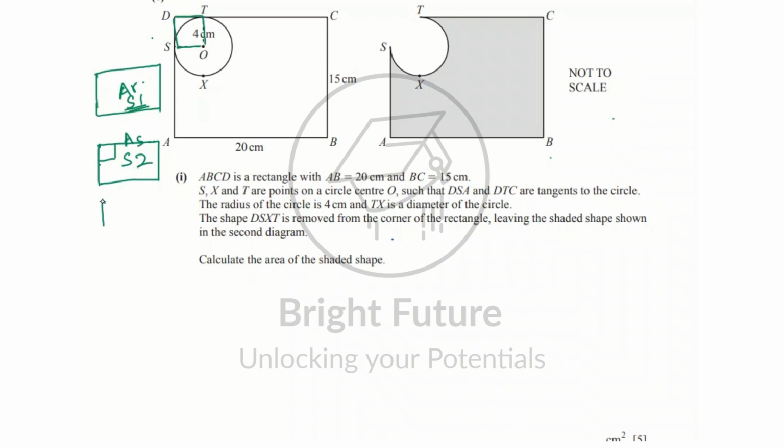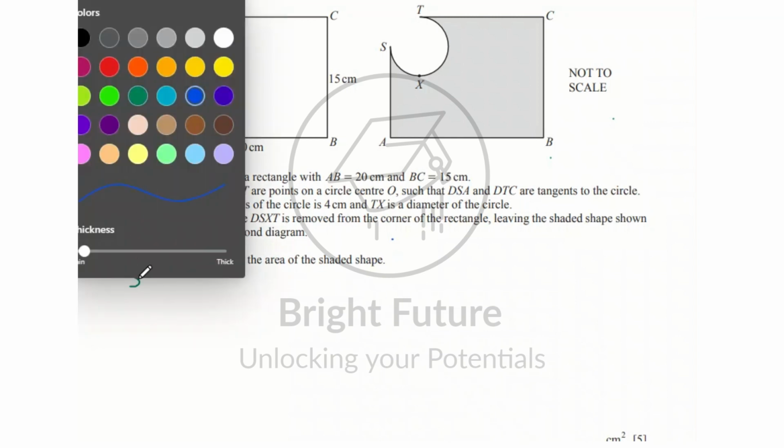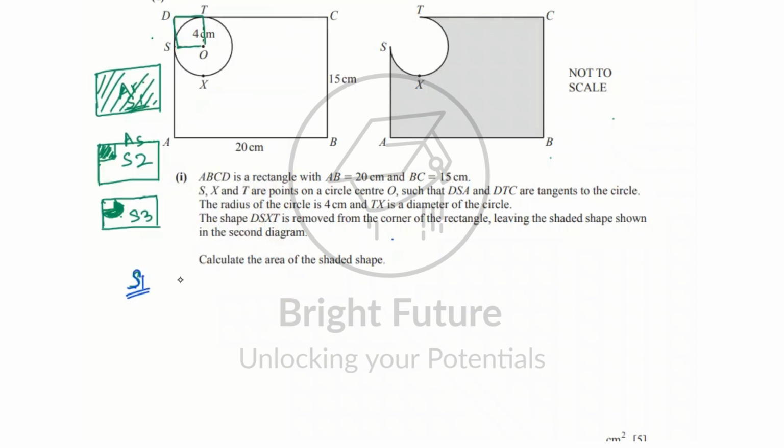Now the third one will be area of this part, this arc. Over here we will be finding out area of this part. Now this and this will be subtracted from the rectangle. So from the rectangle we will subtract the area of the square and the area of this sector. Let's start off. So step 1, area of rectangle is 20 into 15, which is equals to 300 centimeter square.